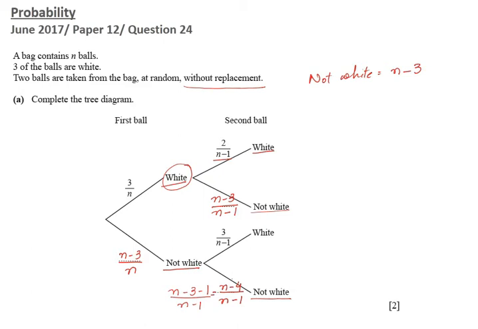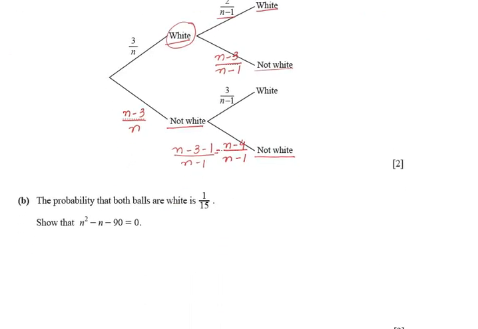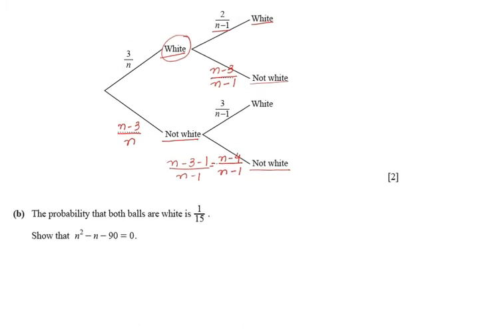Now let's see what they are saying in the next part, because we have completed the first part. Now in the second part they are saying the probability that both balls are white is 1 upon 15. Show that n square minus n minus 90 is equal to 0. So here we will multiply the probabilities, because they are saying the probability of both white is 1 upon 15. So the probability of white and white is equal to 1 upon 15.